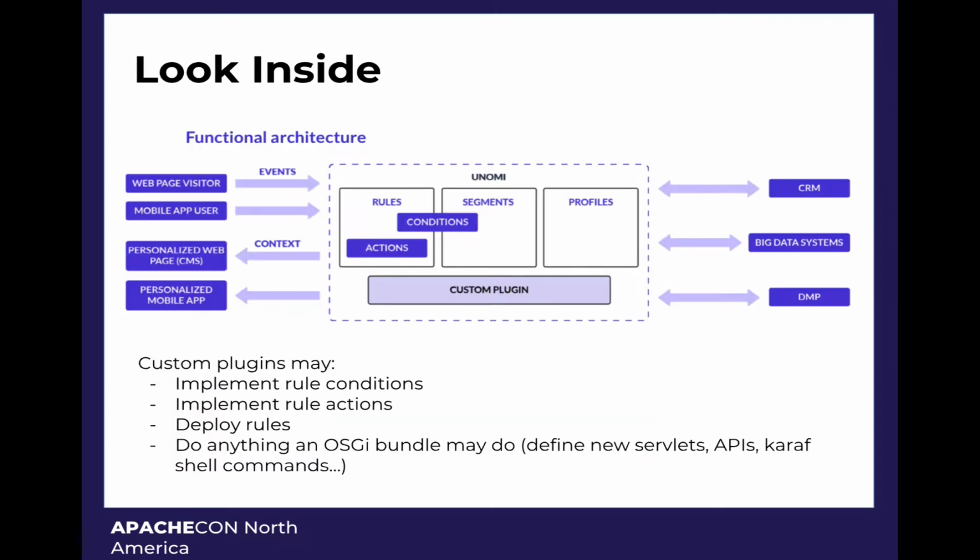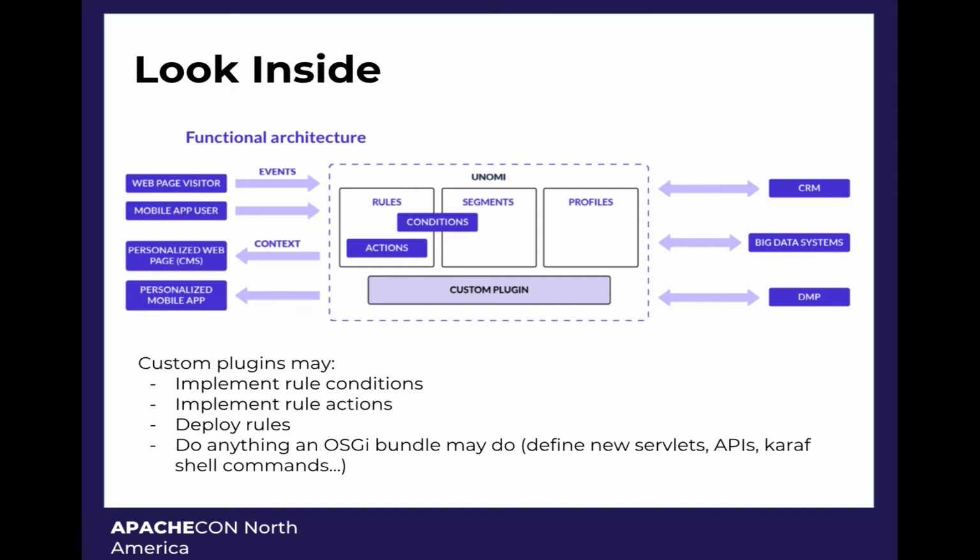So let's look at how it works inside. On the left side, you have the clients of Unomi. So a web page or a mobile app that can send events in, and they get back a context. And on the right side, you have the third-party systems you're integrating with. So I put here a CRM. For example, you could also have big data systems. You could push data into big data systems. Or you can have also a data management platform, which specializes in exchanging information about people in an anonymous way.